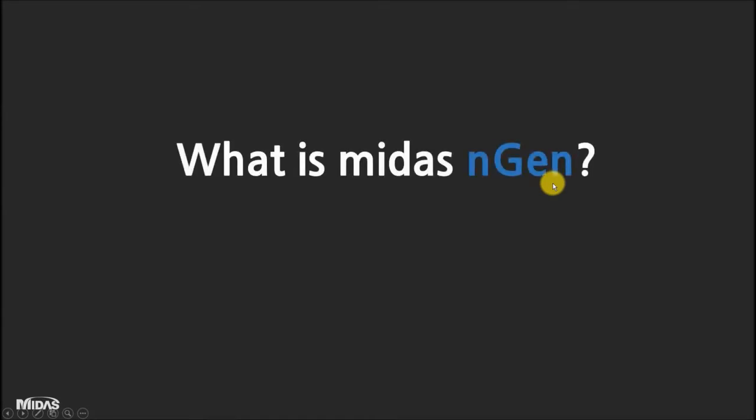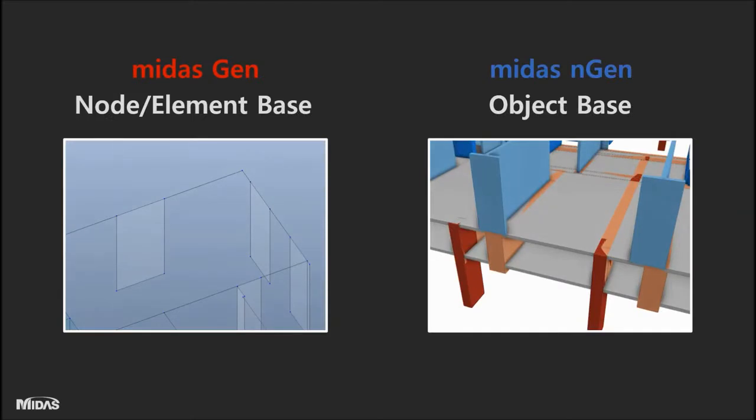So the first question is, what is Midas nGen? As some of you know already, and some of you don't, the most popular structural analysis and design software of Midas is Midas Gen. So we got a lot of questions: what is Midas nGen, or what is the difference between Gen and nGen? The main difference in concept between Gen and nGen is the model system. Midas Gen is node and element modeling based, and Midas nGen is object modeling based.